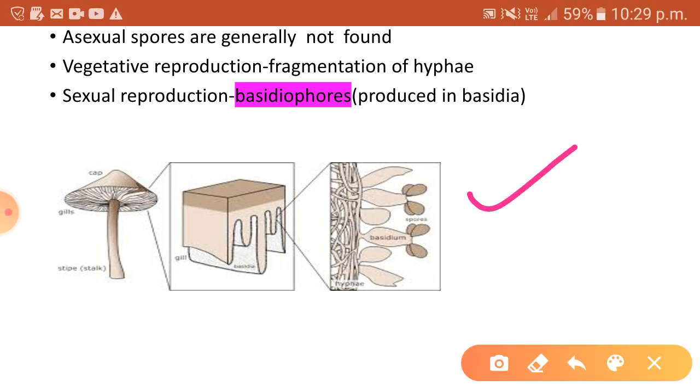Basidia are club-shaped. The definition of club-shaped is narrow at the base, you can see it here, and broader at the tip. Because of the presence of club-shaped basidia, members of Basidiomycetes are known as club fungi.